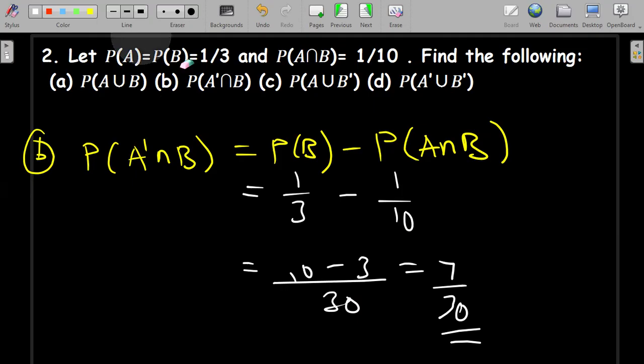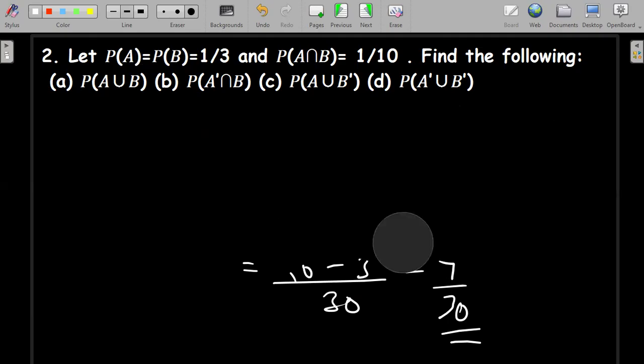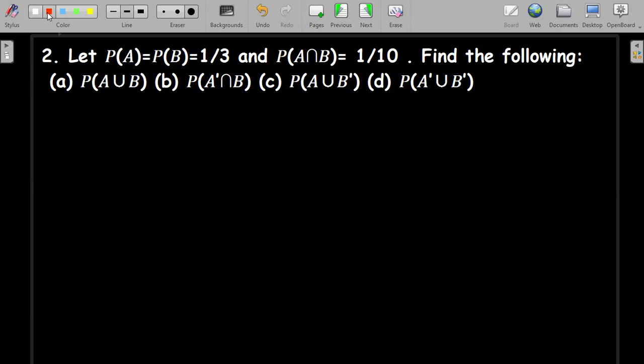Let's look at C then. For C, we have a complement and then a union. It will be very wise for us to draw a diagram so that we visualize what we want to find. We want to find the probability of A union B complement. This probability means we are combining the probability of the elements that are in A with the probability of what we have outside B. So maybe we come up with a sketch here.